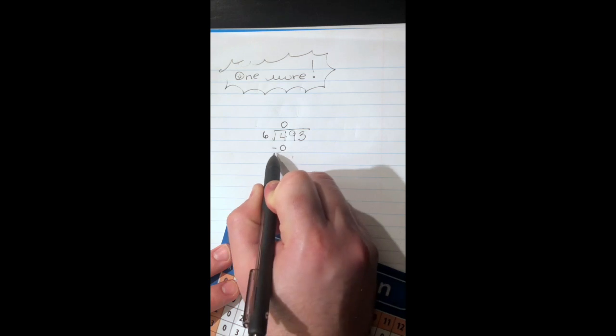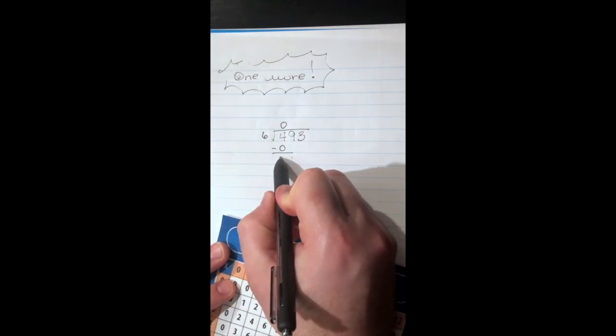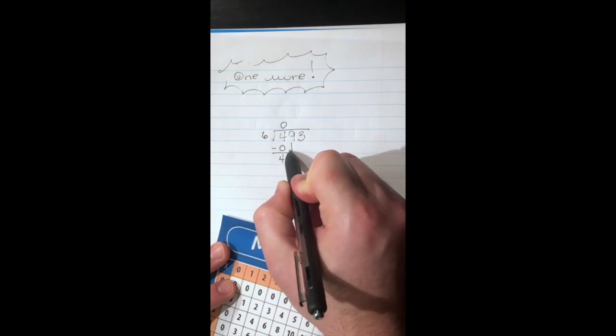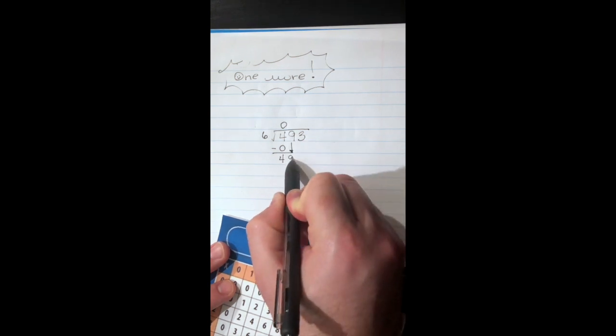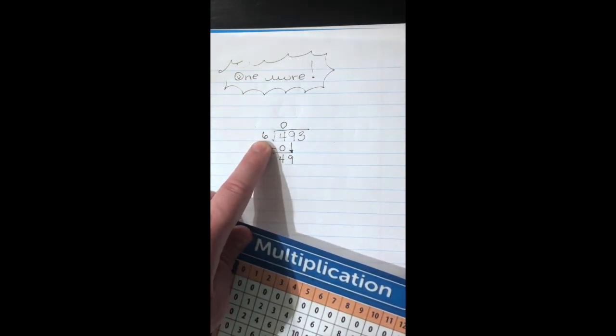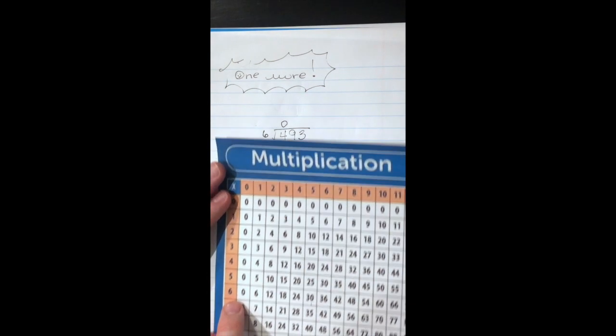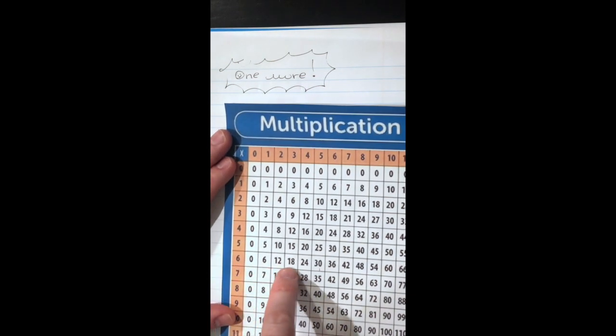Then my next step is to subtract. 4 minus 0 is still 4. Now drop down the next digit, which is 9. That gives me 49. Now I repeat those steps, go back to track 6. What's the closest to 49 I can get? Track 6, let's travel.